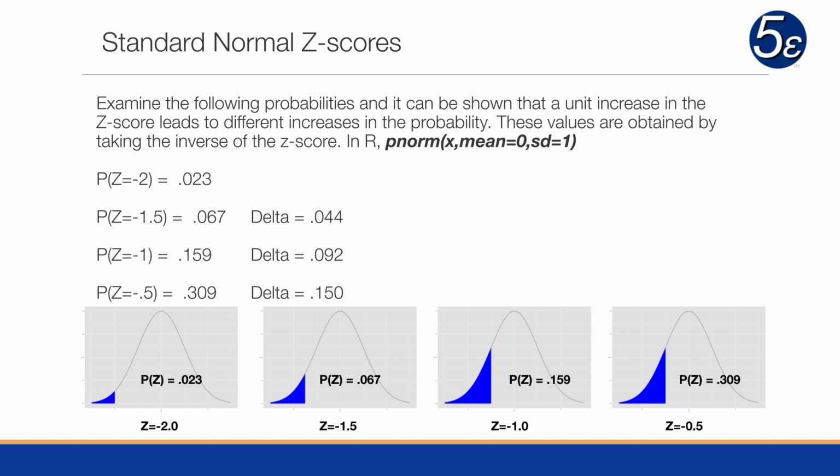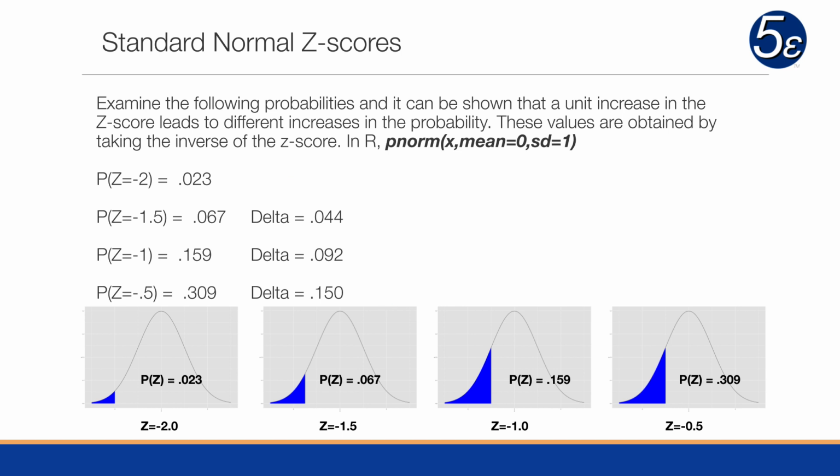So in R, we would do pnorm(x, mean 0, standard deviation 1) for our standard normal distribution. So if we take the probability of z equals -2, here at the bottom left we have a corresponding chart. That's equal to 0.023. Now, a 0.5 increase in that z-score would basically give us z equals -1.5, which the area is now 0.067. That's represented by the second chart. The difference between the two is 0.044, so there's a 0.044 increase in the probability.